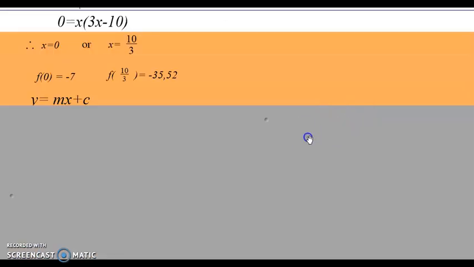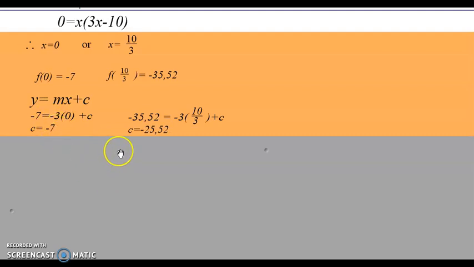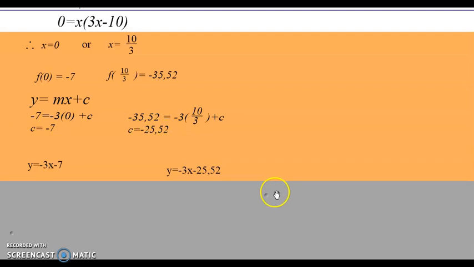Now when I take these two values and substitute it into the equation y is equal to mx plus c, my gradient that is negative 3, and I substitute my x that is 0, I substitute my y that is negative 7, and I get an answer of negative 7. For x being 10 over 3, I substitute x, I substitute my gradient negative 3, and I substitute my corresponding y value of negative 35/52. My c value is then negative 25/52.